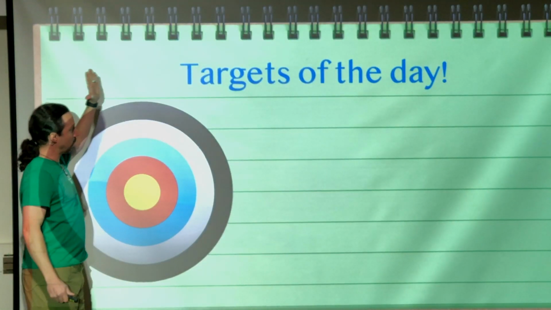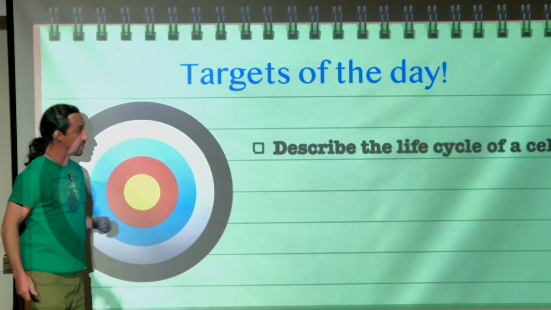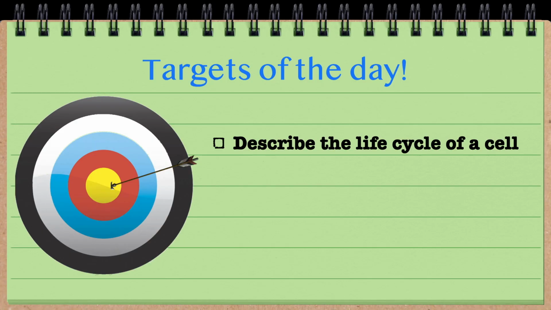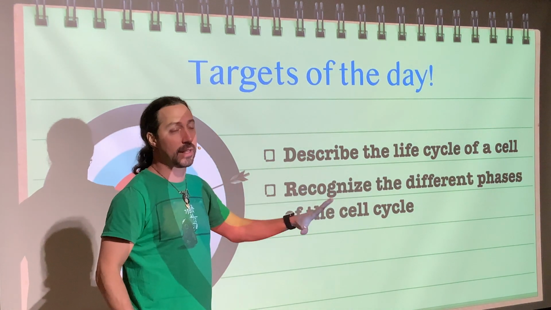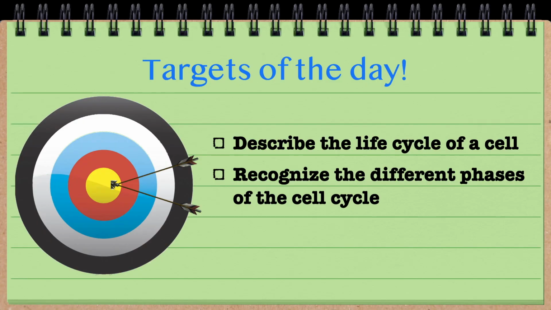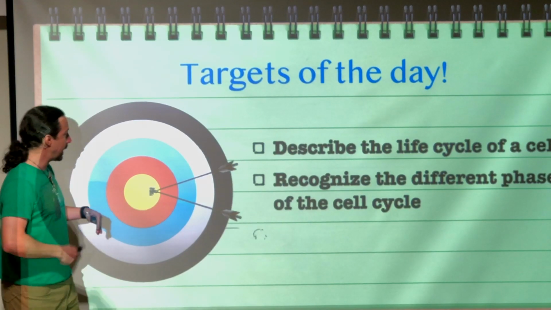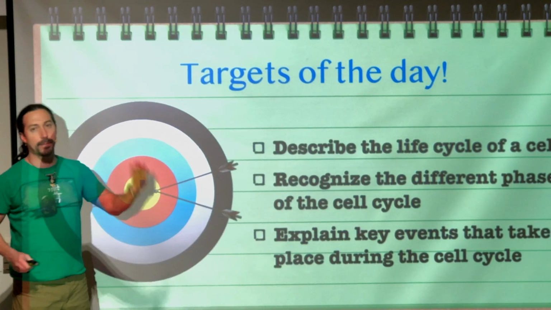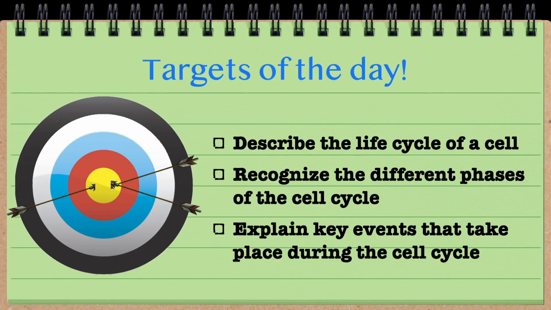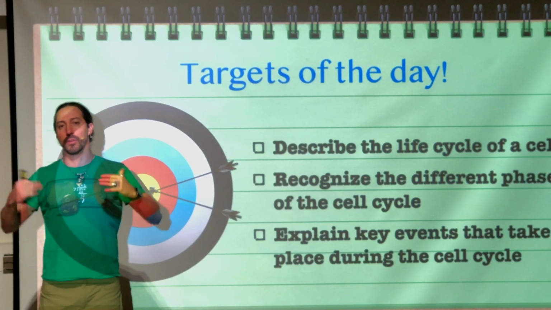So here we go, our targets of the day. First is to describe the actual life cycle of a cell. That is our goal. Next is to recognize the different phases of the cell cycle. There are different moments in a cell's life that are going to be very critical for the process of it reproducing. And then lastly, we are going to explain key events that are going to take place during each of those phases. What are the main things that happen as the cell grows and develops?